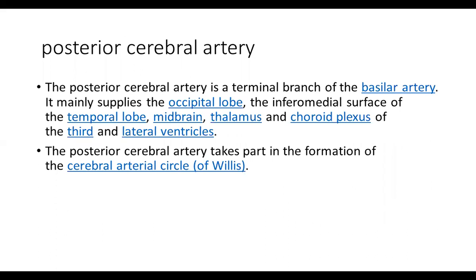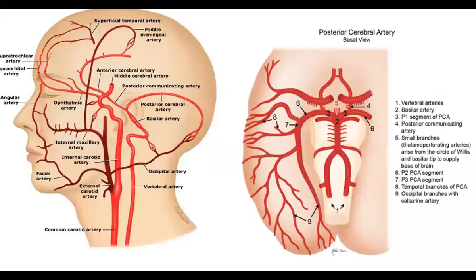The posterior cerebral artery is the terminal branch of the basilar artery. It mainly supplies the occipital lobe, the inferior medial surface of the temporal lobe, midbrain, thalamus, and choroid plexus of the third and lateral ventricle. The posterior cerebral artery takes part in the formation of the circle of Willis. This is the posterior cerebral artery and its pathway and the anastomosis.